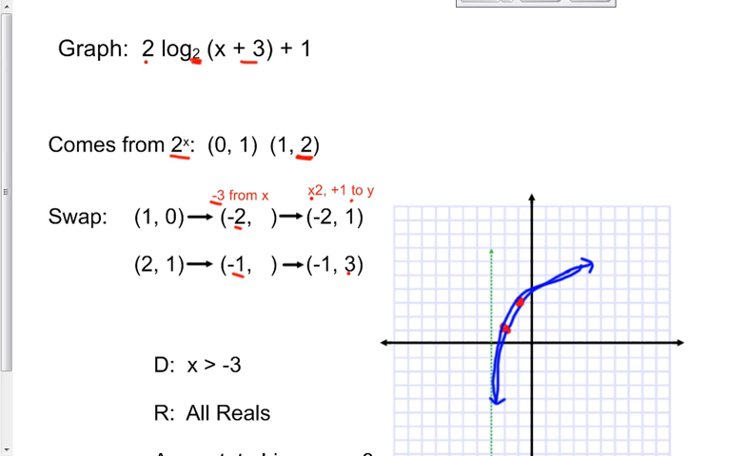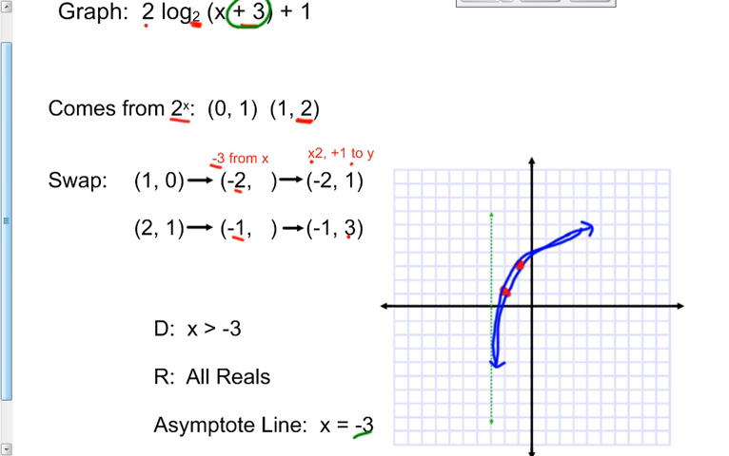Your vertical asymptote line matches the opposite here, negative 3. And your domain matches your asymptote line. X is greater than negative 3, range is all reals.